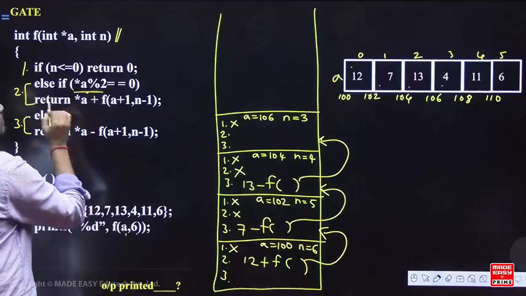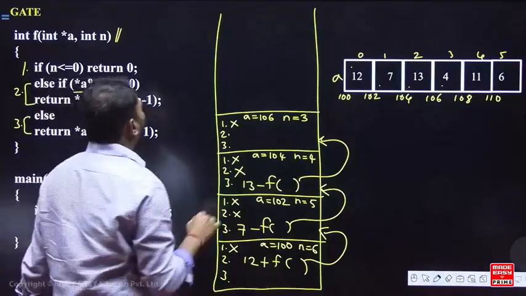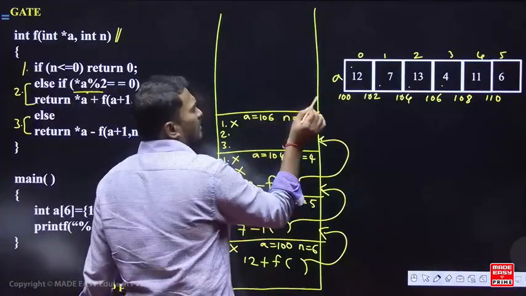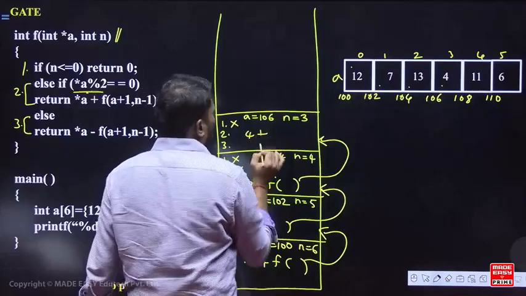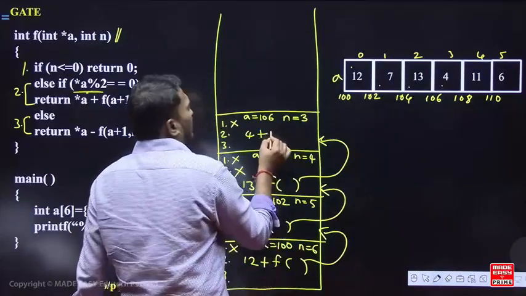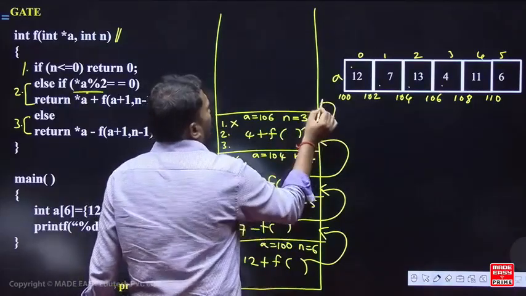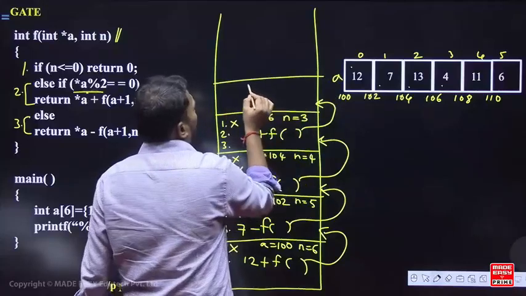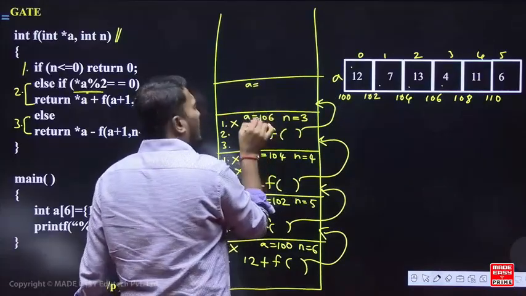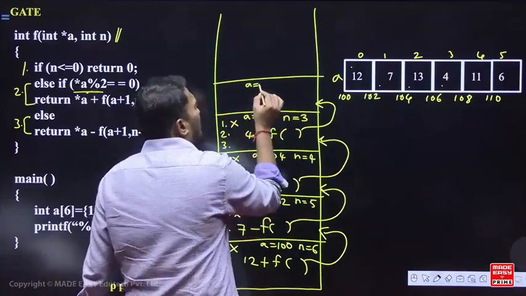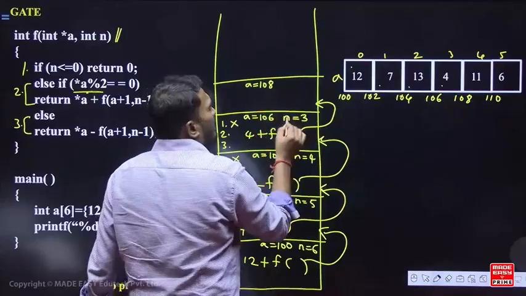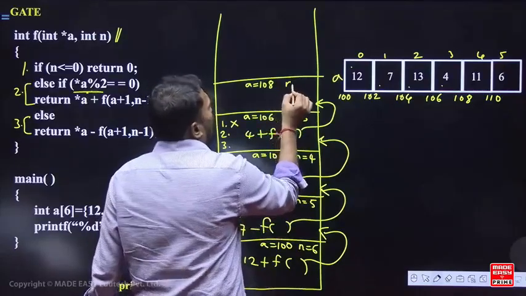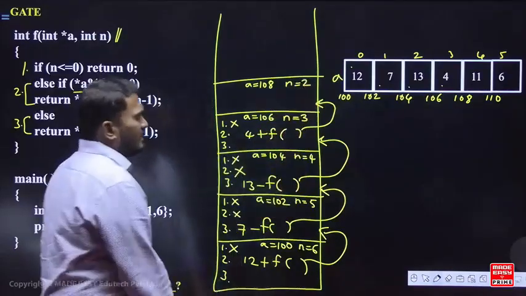True or false? True. Since it is true, you are returning star a, the value at the location 106, that is 4 plus f of a plus 1 comma n minus 1. So it is recursively calling the same function by passing a plus 1. The a value here is 106, a plus 1 gives 108. The n value here is 3, so n minus 1 means 2.